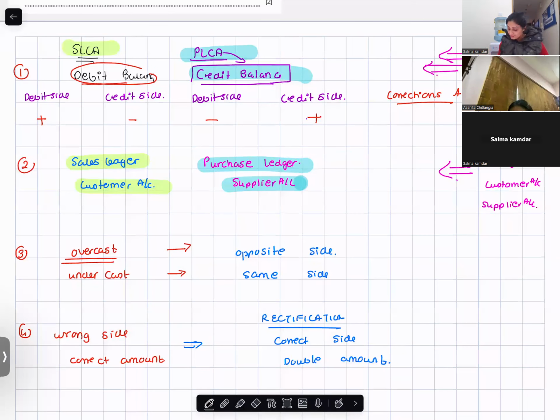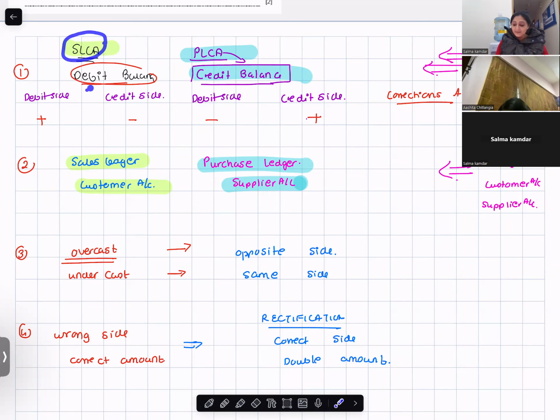So the rules of control account reconciliation is that when you're doing the reconciliation, that means when your customer account is not equal to your control account, SLCA, you have to reconcile. Yes? Okay. So there are certain rules that you should know. You know SLCA has what balance?